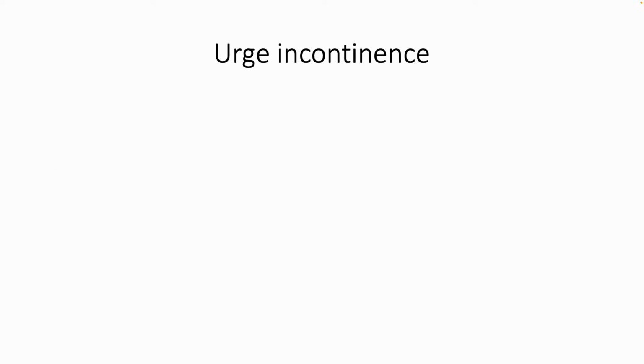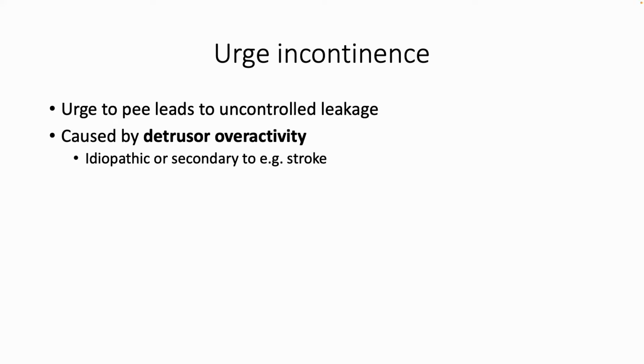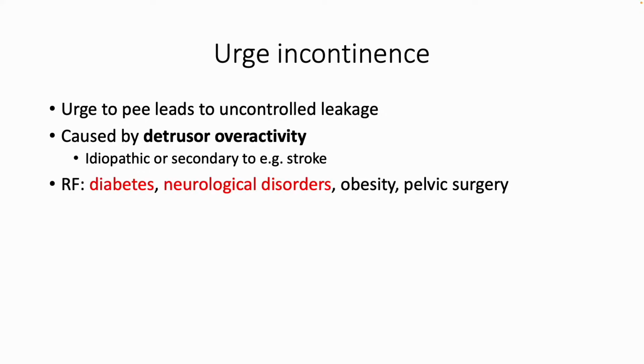So the first one is urge incontinence, and it is essentially the urge to pee which leads to uncontrolled leakage, and this can be just a couple of drops or a complete bladder emptying, and that is caused by detrusor overactivity. That can be caused by things such as stroke, but in some cases it is also idiopathic, meaning a specific underlying cause cannot be found. Some of the important risk factors to remember for urge incontinence are diabetes and neurological disorders, so stroke or Parkinson's disease, as well as obesity and pelvic surgery.